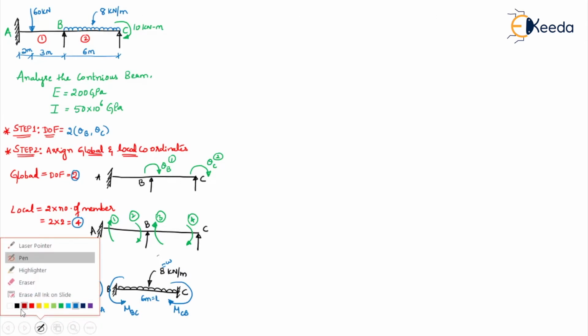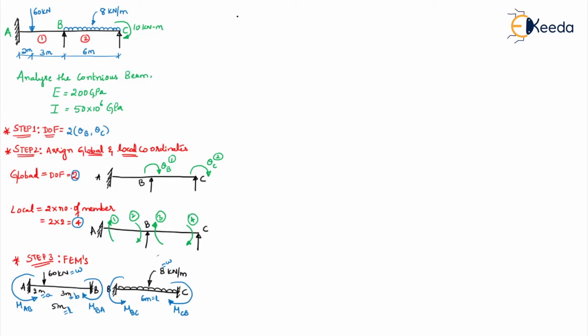So let us calculate using the standard formulas. So first will be MAB. What is MAB? W A B square by L square. So it will be 60 into 2 into 3 square by 5 square. So this will come up to 43.2 kilonewton meter.